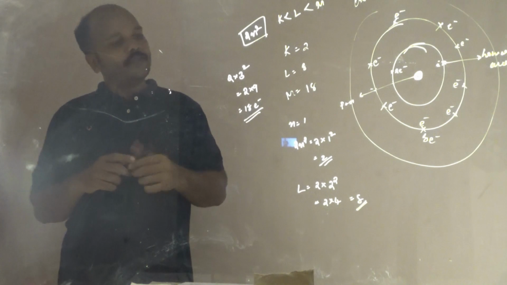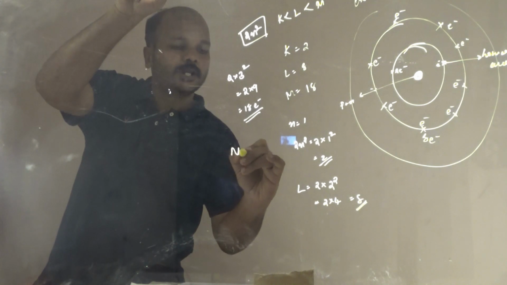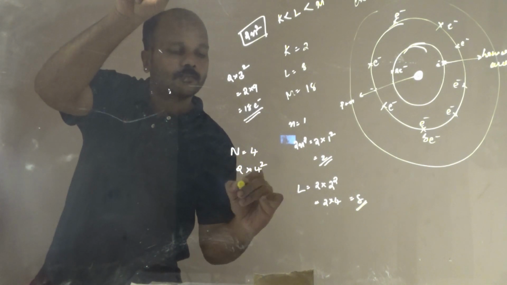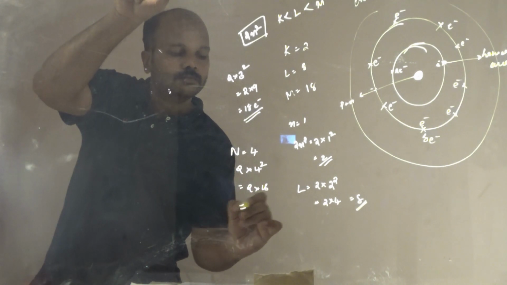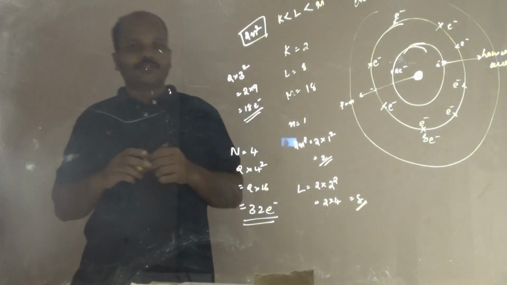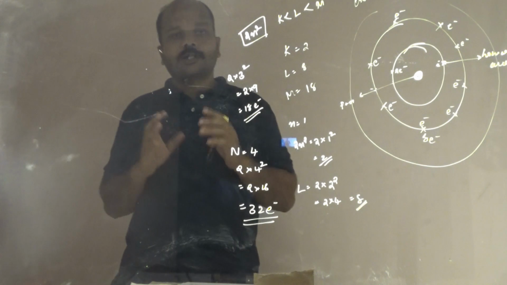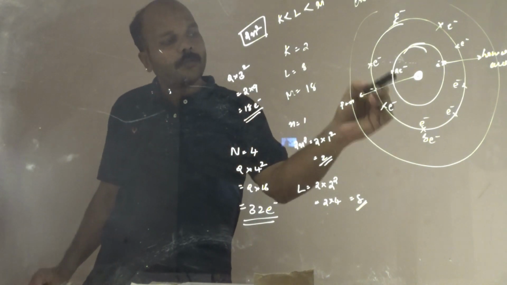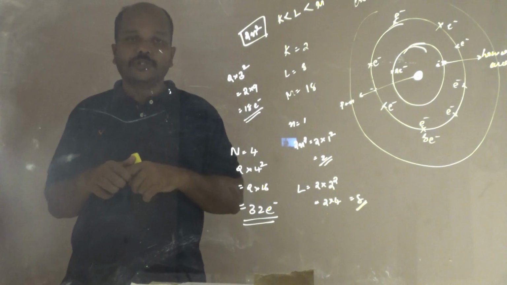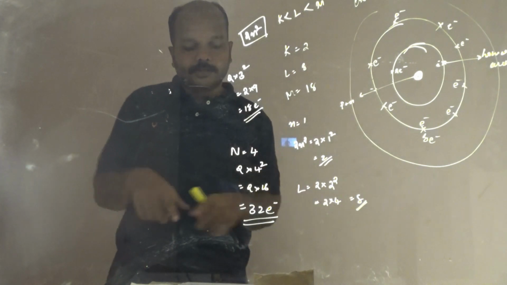If there is one more shell after K, L, M, the N shell, n is 4, so 2 into 4 square, 2 into 16, which is 32 electrons. Something you need to know is that the shell closest to the nucleus has the lowest energy. As we go farther from the nucleus, the energy of the electrons increases.